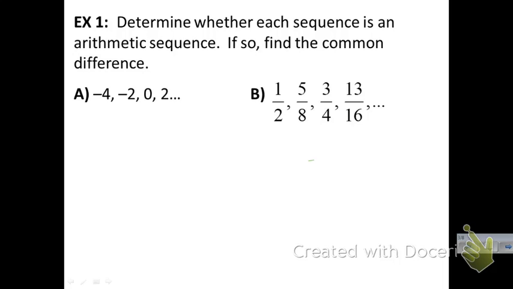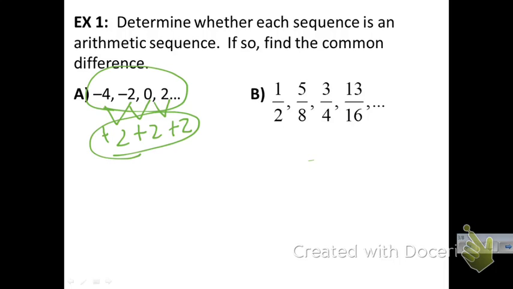So in example 1 it says, first of all, determine if the sequence is an arithmetic sequence. If it is, find the common difference. So we're going to look at this pattern and say what is occurring from term to term. It looks like here we're adding 2, we're adding 2, we're adding 2. Because it's adding, or it could be subtracting to be arithmetic, but in this case it is adding, then we would say yes, it's an arithmetic sequence. Because it is, we would find the common difference.